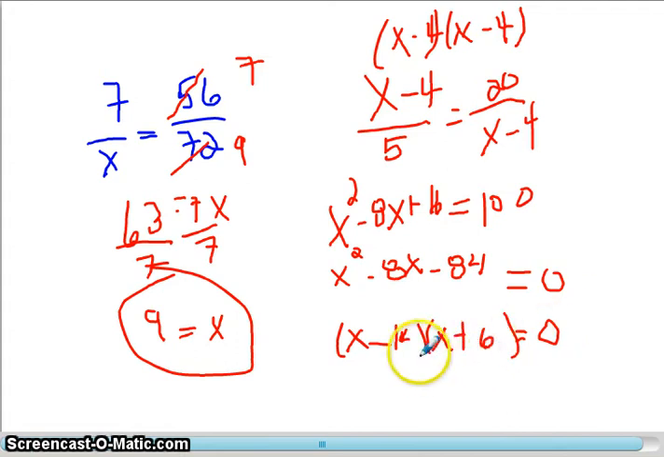Now you want to take each factor and set it equal to 0. So if I got x minus 14 equals 0, I add 14 to both sides. So that would be x equals 14 for one answer. And then when I set this equal to 0 and subtract the 6, it'd be x equals negative 6. So 2 answers to this proportion.